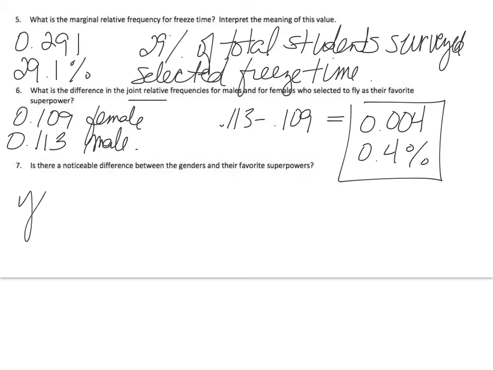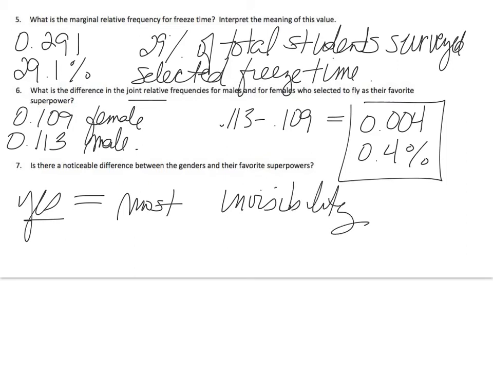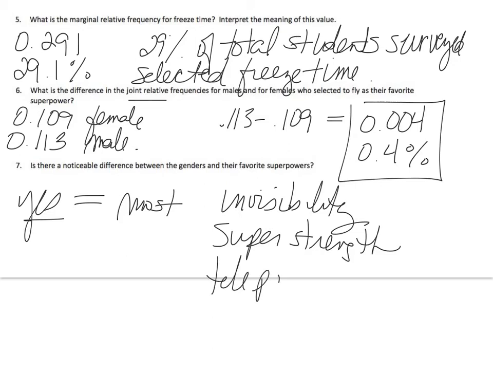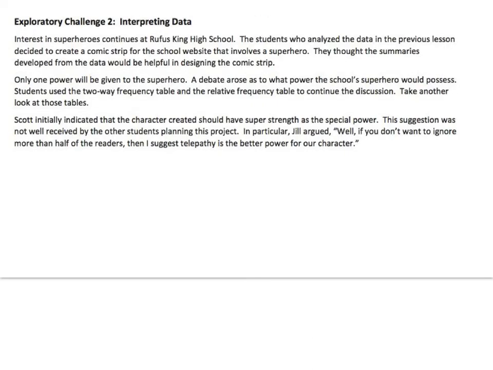Is there a noticeable difference between the genders and their favorite superpowers? I think there is. If you look, the most notable differences were in invisibility, which was big, super strength was really big, and then telepathy was another big one. So yeah, I think there was a huge noticeable difference between them. All right, moving on. Let's figure out how to interpret this data.